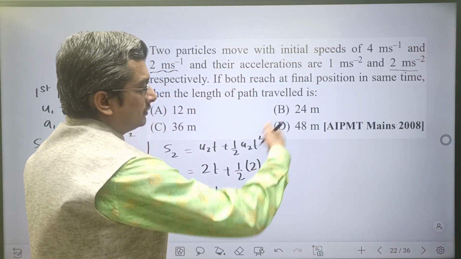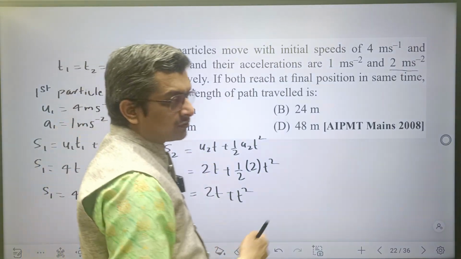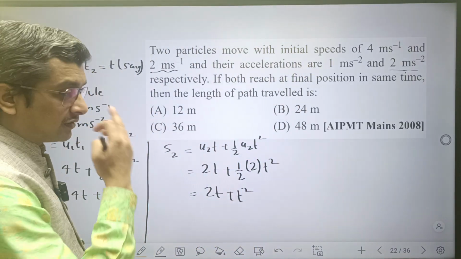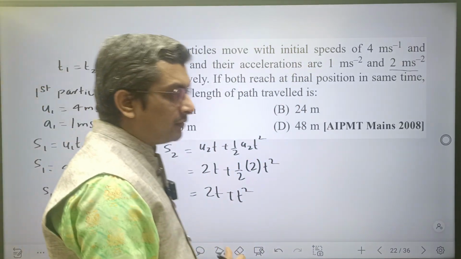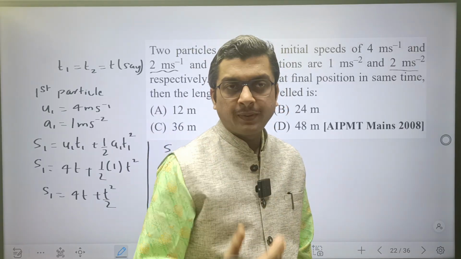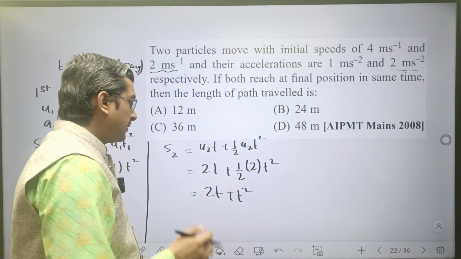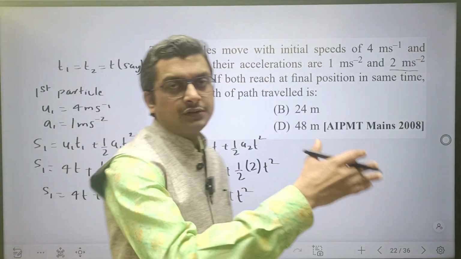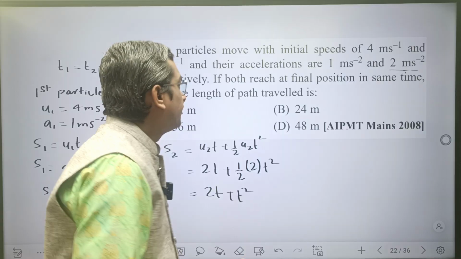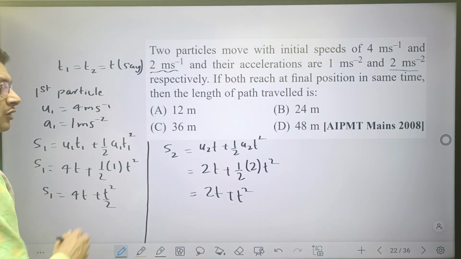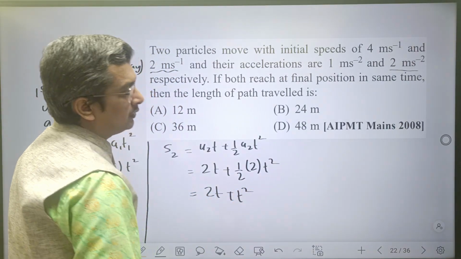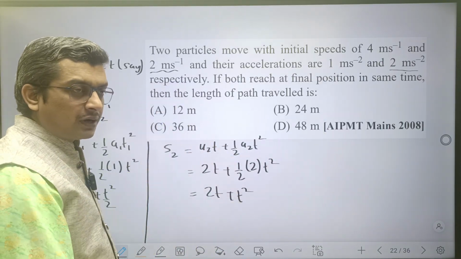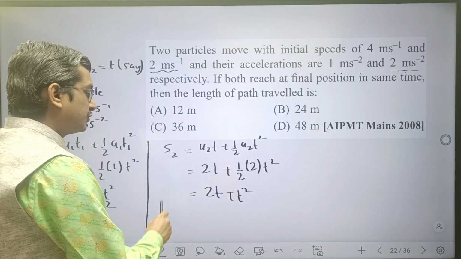Since it is not given whether the particle follows the same path or a different path, always remember in such questions where there is a confusion, I have said earlier that you consider it as unidirectional motion, that the direction of motion of the two particles is the same. So the displacement of the two must be the same, because for linear direction the distance and displacement become equal. So s1 is equal to 4t plus t square by 2, s2 is equal to 2t plus t square. So they reach the same final position in the same time. It means that the distance covered by the two must be the same.